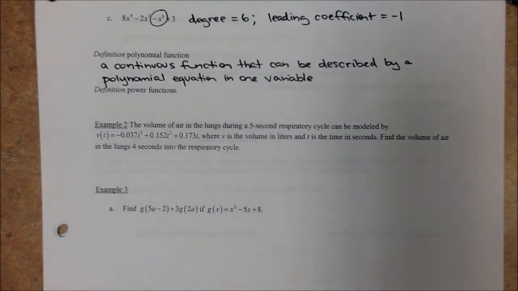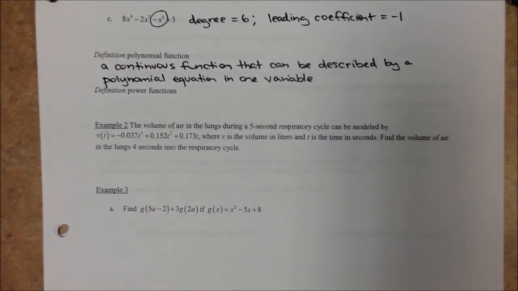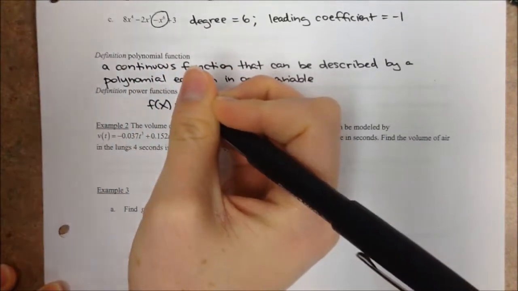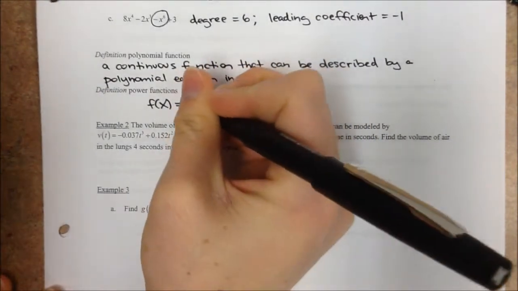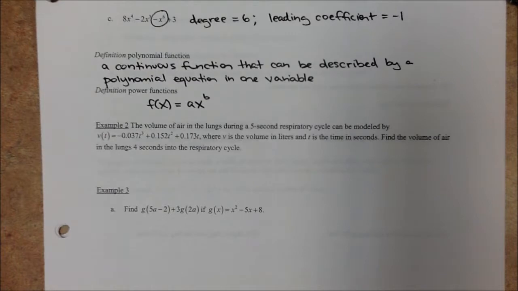Okay, and then a power function. These are the simplest polynomial functions where you only have one term. These simplest polynomials are of the form f of x equals a times x to the b. That's our standard form of power functions. It's not a whole bunch of terms strung together, like a term plus another term minus another term. It's just one, and a and b are non-zero real numbers.